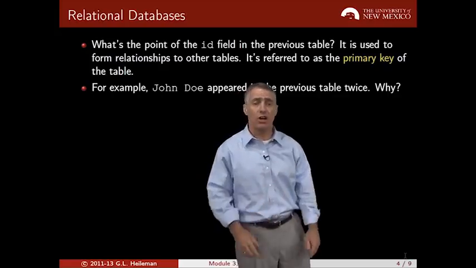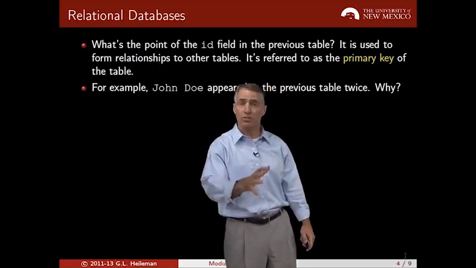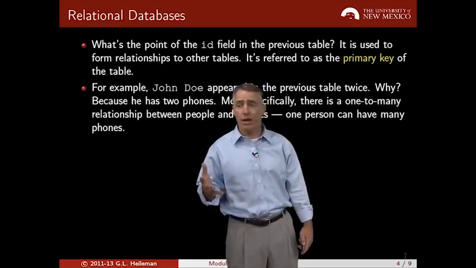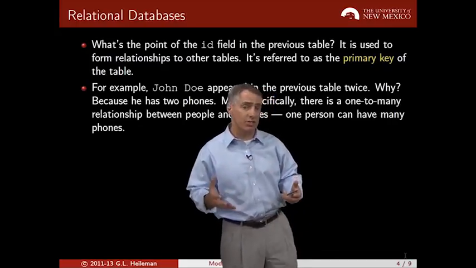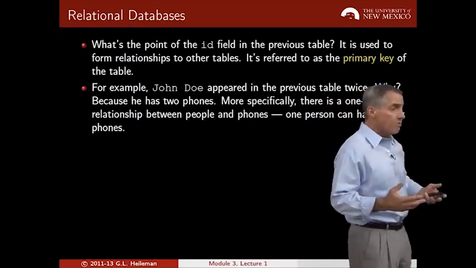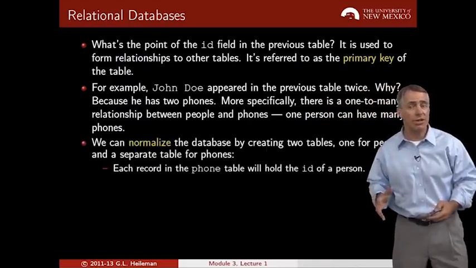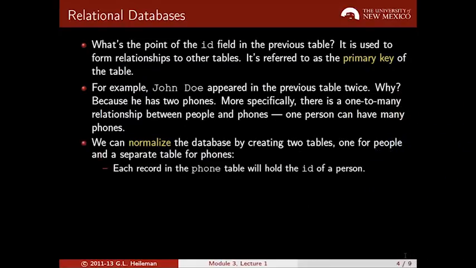So in this case, John Doe appeared in the previous table twice, as I've already mentioned. Why? Because he has 2 phones. Well, we need to think about whether or not that makes sense. One person can have many phones, so there's a one-to-many relationship here, and there's a way of pulling that out of the database, and that's referred to as normalization. So we can normalize the database by creating 2 tables, one for people and a separate table for phones.